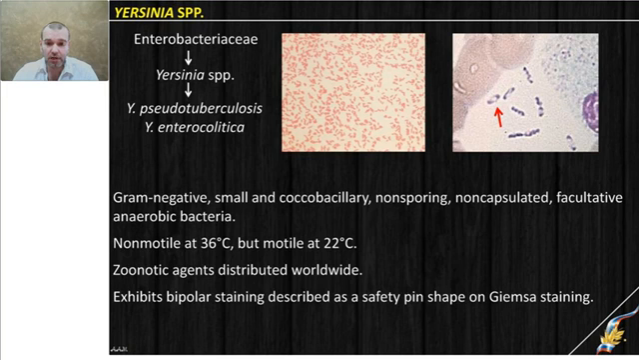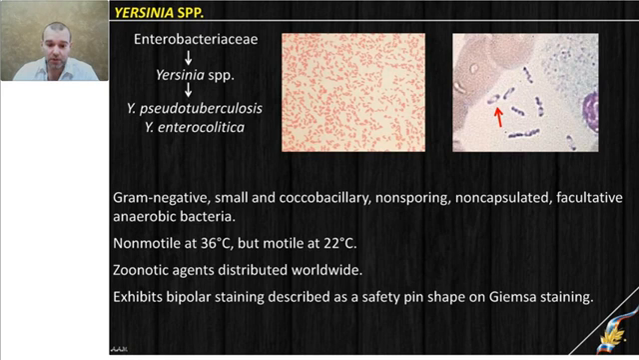Both are non-motile at human body temperature, about 36 or 37 degrees. But in environmental samples, if you take some aquatic or other samples, the bacteria will be motile. Yersinia is a zoonotic agent, which means that it is initially observed in animals and humans become accidentally infected with that pathogen.